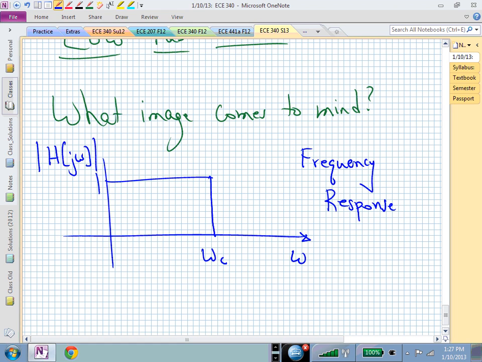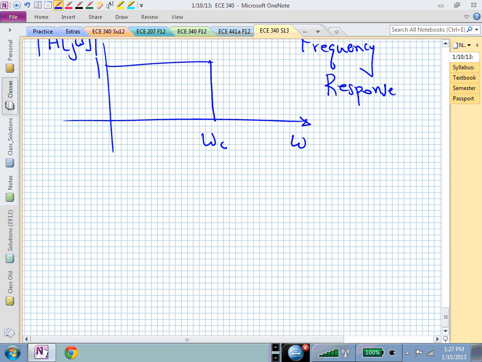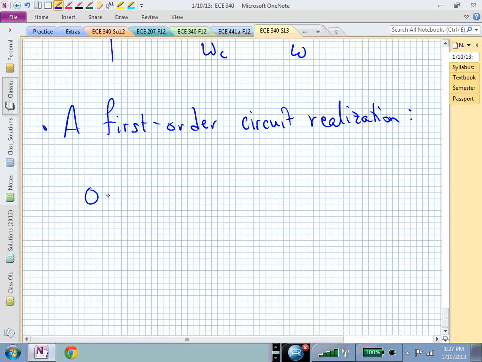Does anyone else see anything else? The step response of a capacitor. Or now maybe you're seeing a first-order circuit. What's a first-order circuit realization of a low-pass filter? That's pretty straightforward, isn't it?